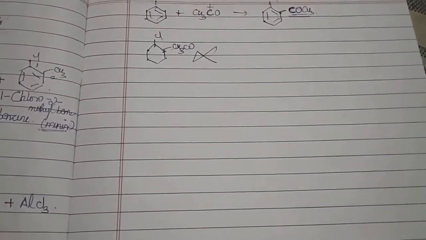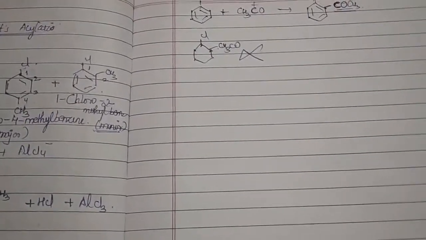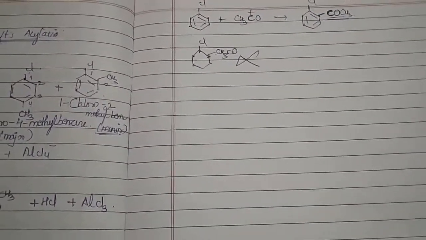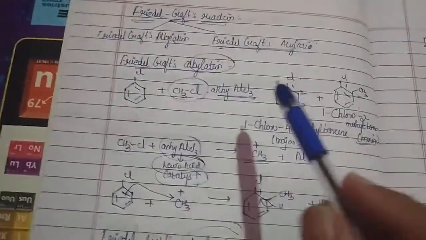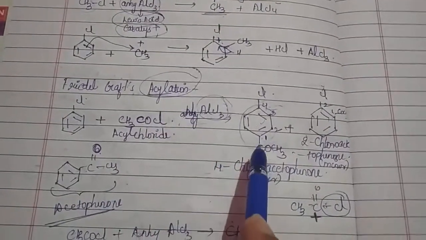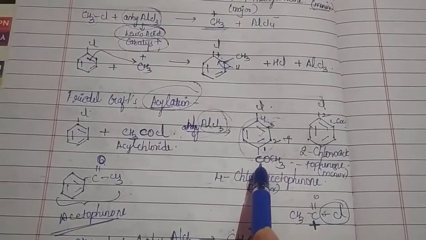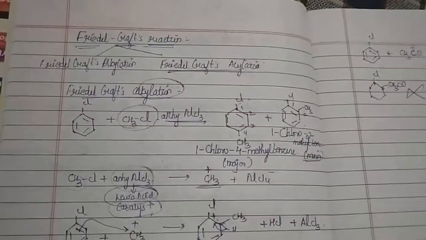When we were writing for chlorine, of course it does not matter, you can easily write. When you are writing for nitration, N should be bonded to our benzene ring. For sulfonation, S should be bonded to our benzene ring. For Friedel Crafts alkylation, the C of the CH3 group should be bonded to our benzene ring. For acylation, the carbon atom of the ketonic group should be bonded to our benzene ring.